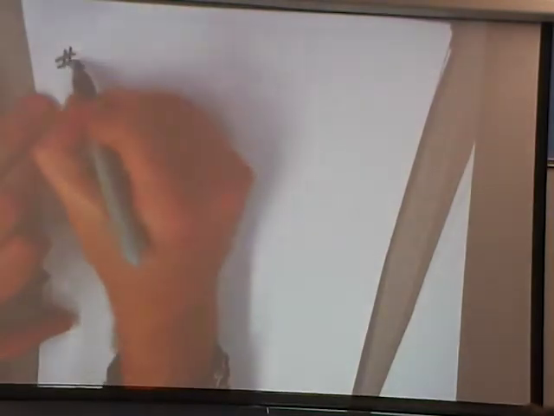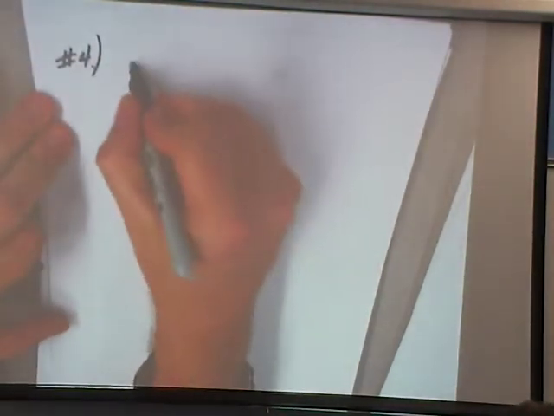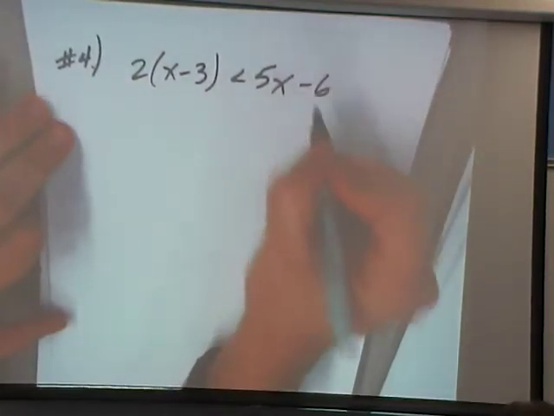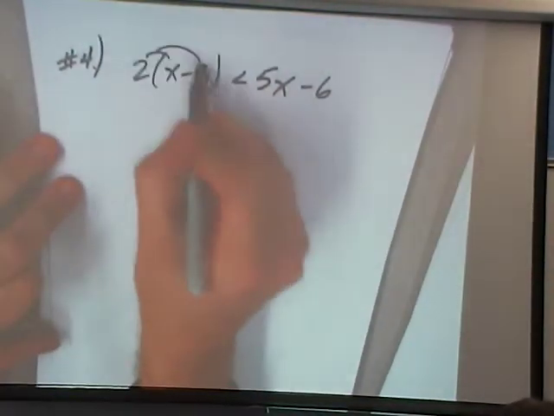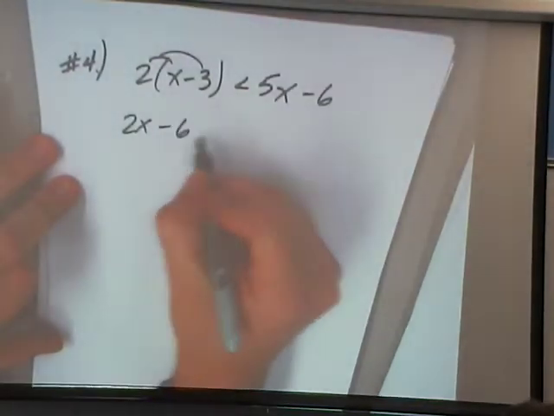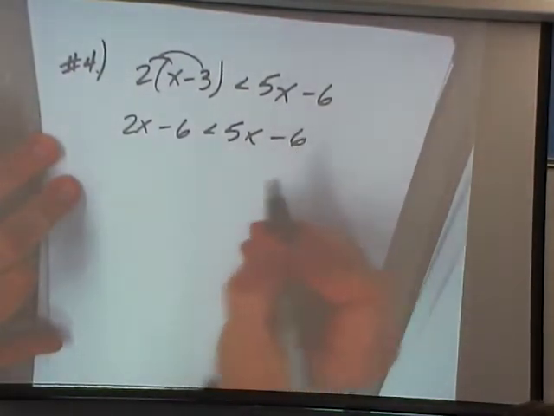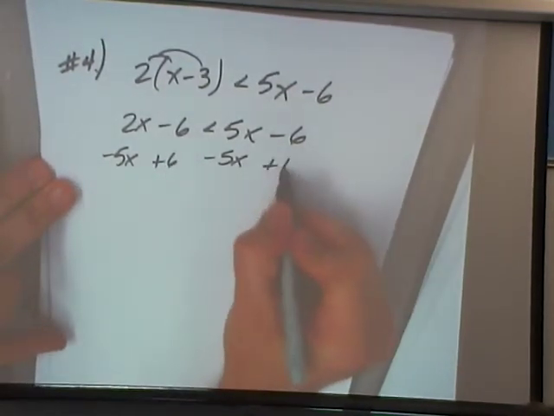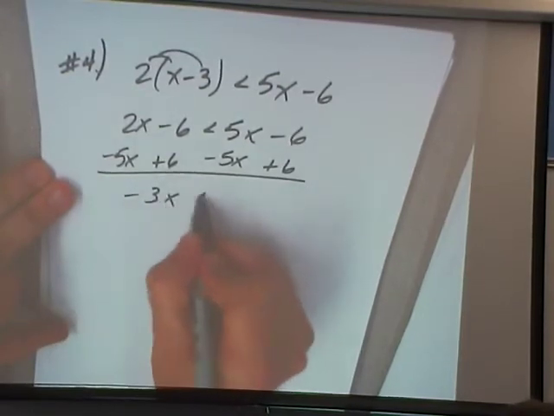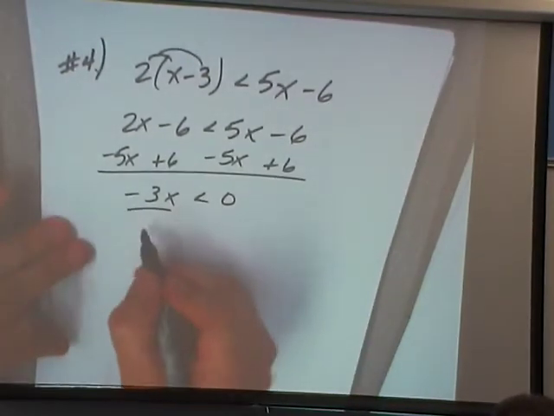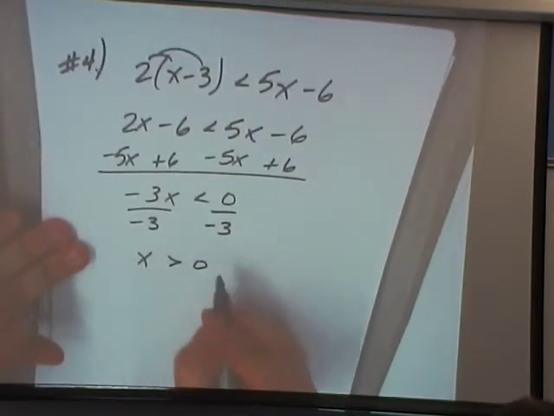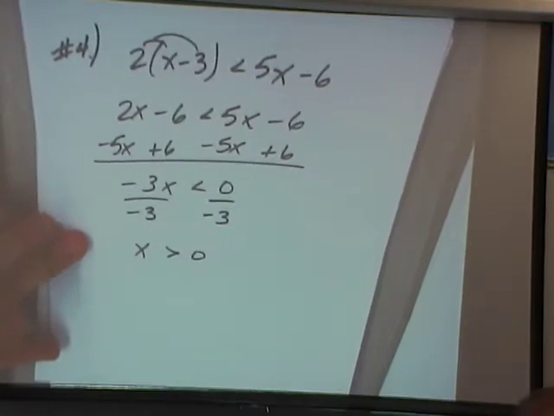Number 4. Solve and graph the solution. Distribute. Get the x's on one side. Negative 3x less than 0. Divide by negative 3. X is greater than 0. Make sure you flip the sign because you divide by negative.